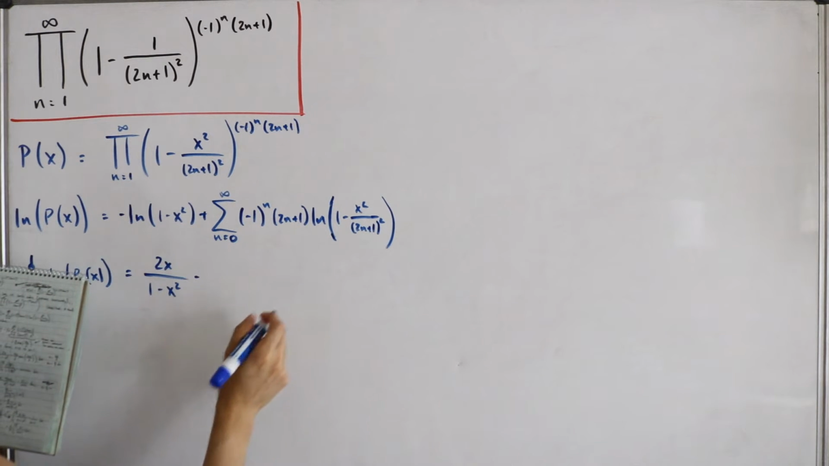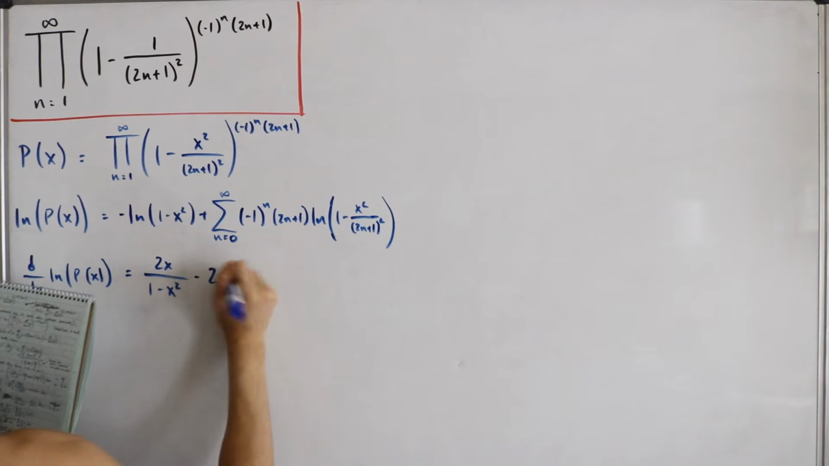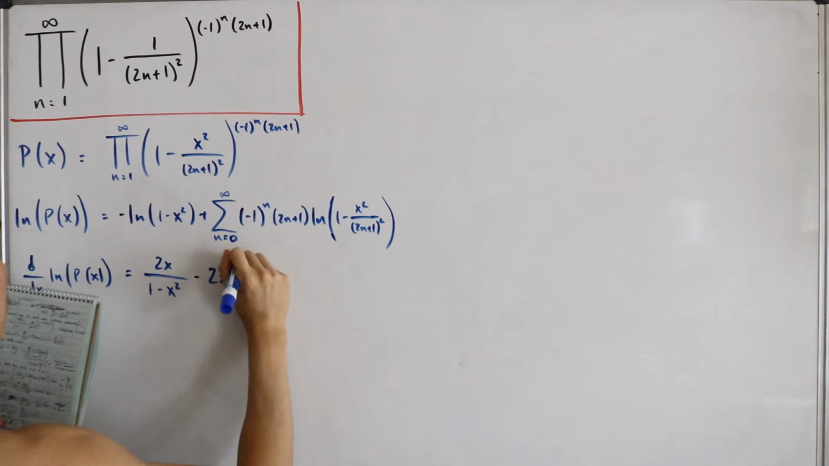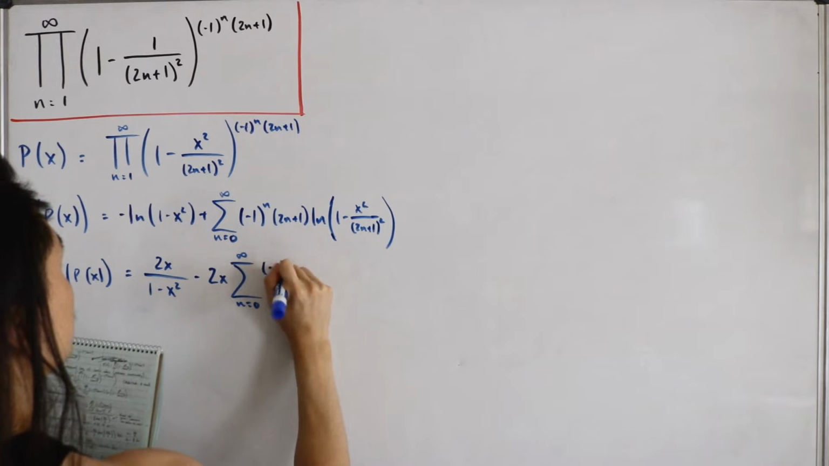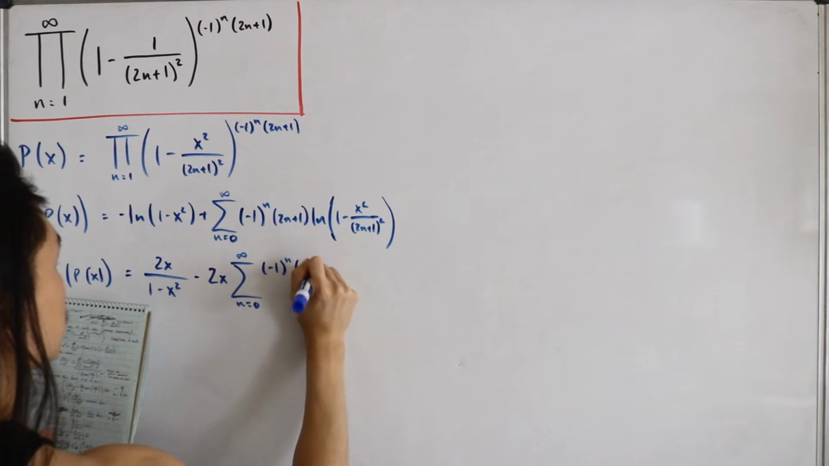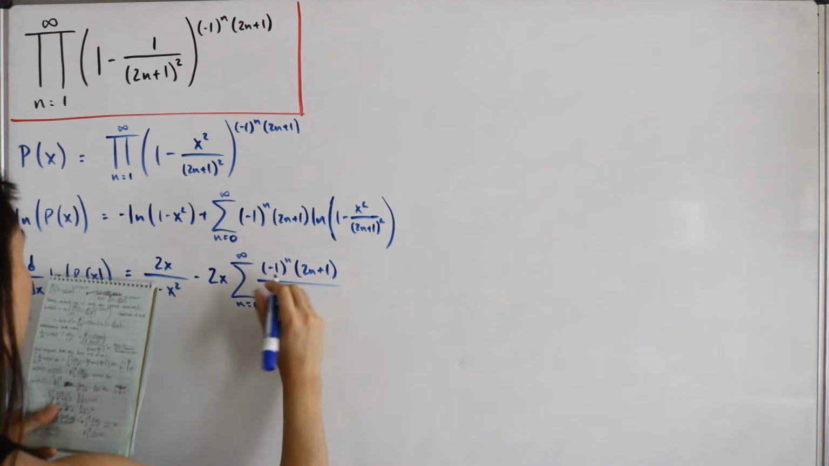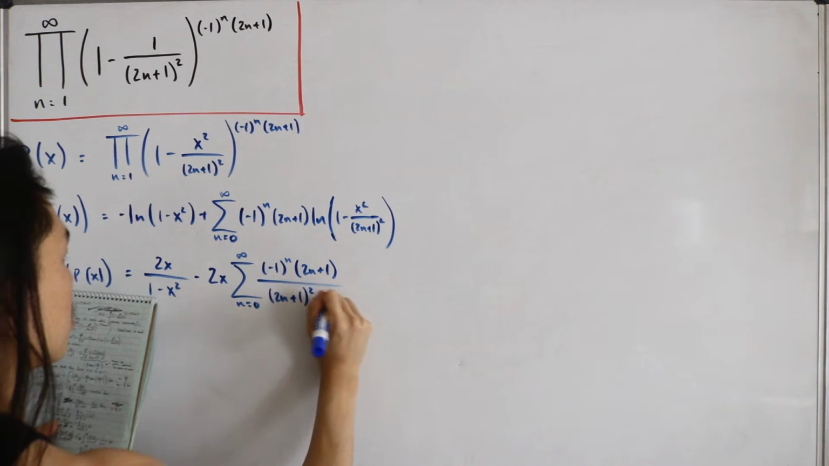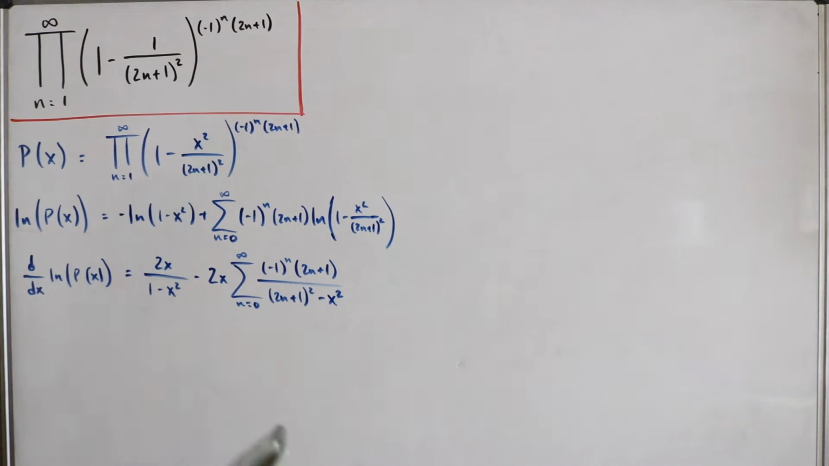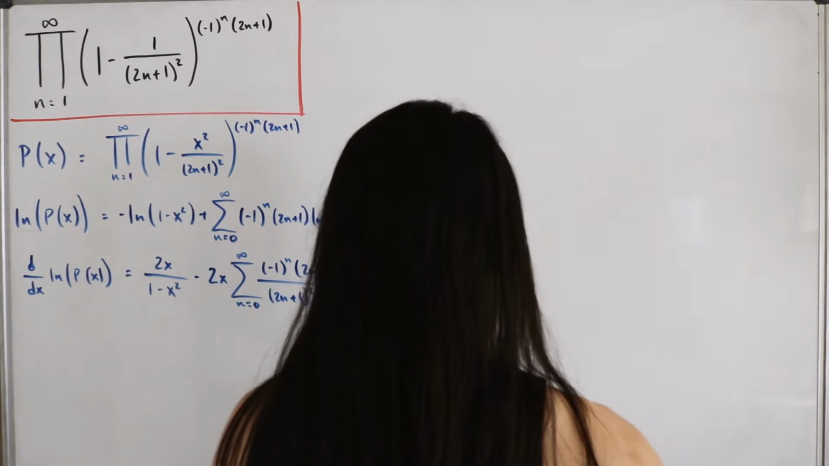So performing all this stuff out, we're going to get 2x, and then now we're going to have our infinite sum. So the sum from n equals 0 of (-1)^n, multiplied by (2n + 1), all divided by (2n + 1) squared minus x squared. So there's a lot of things going on.